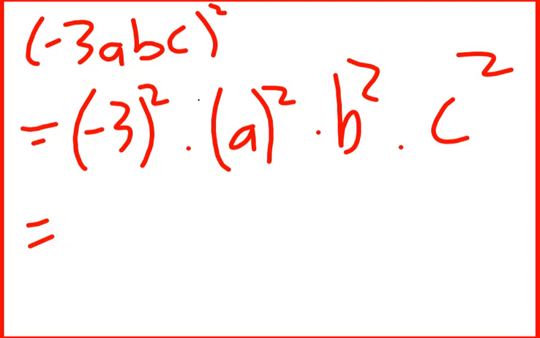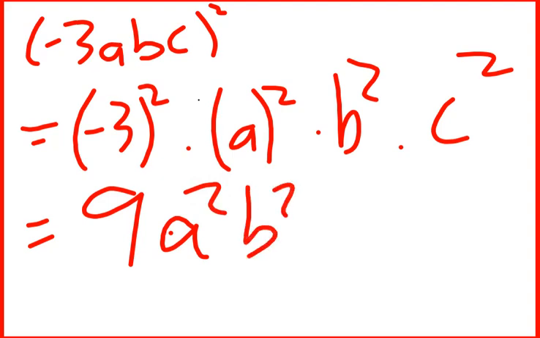Then we simplify. So negative 3 squared is 9. So negative 3 times negative 3 is a positive 9, because a negative times a negative is a positive. And then a is going to stay a squared, b squared, c squared. And so that's our answer for this question.